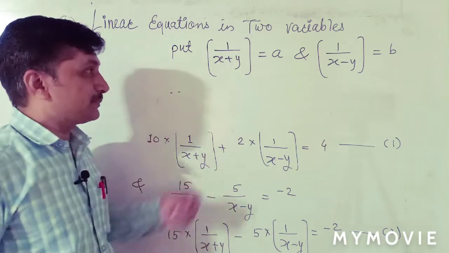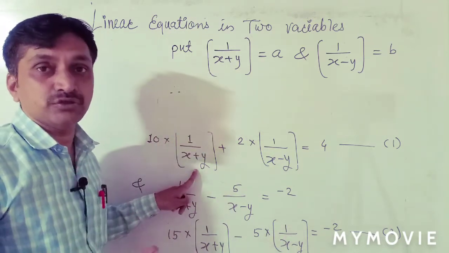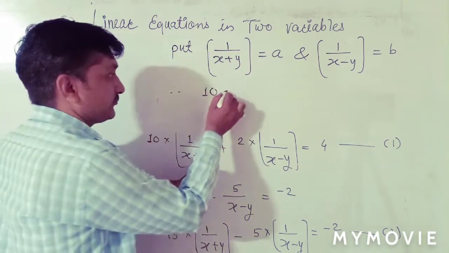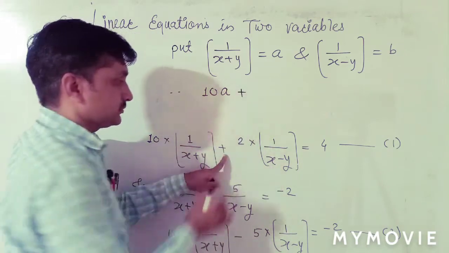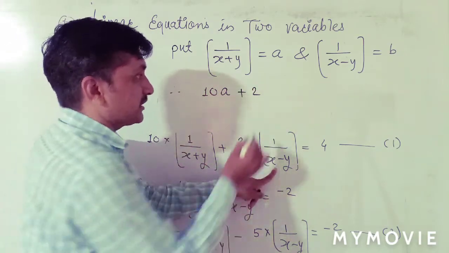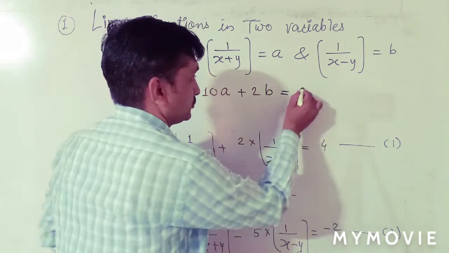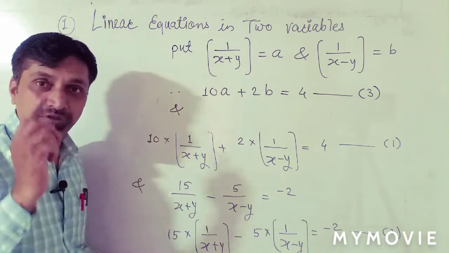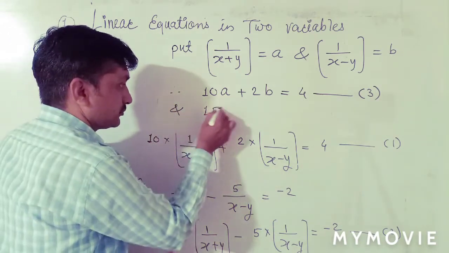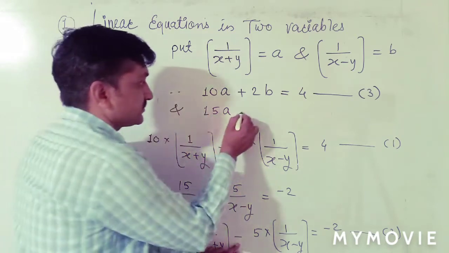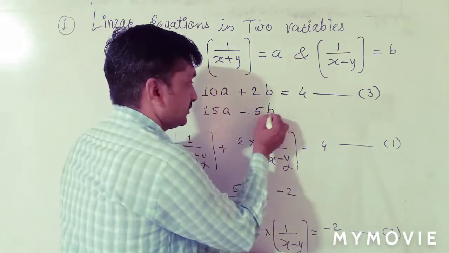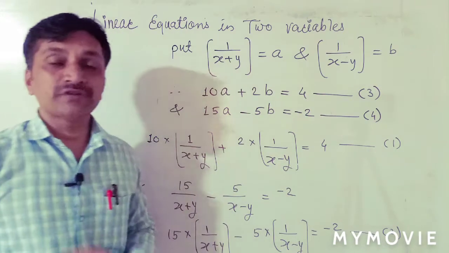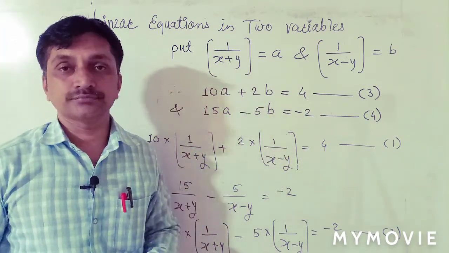Therefore, by replacing the brackets we get equations 3 and 4. Now here is 10, in place of this bracket we are writing a, plus 2, in place of this bracket we are writing b, is equal to 4. And this is equation number 3. In the same way in equation number 2: 15 times the first bracket, a, minus 5 times the second bracket, b, is equal to minus 2. This is the fourth equation.